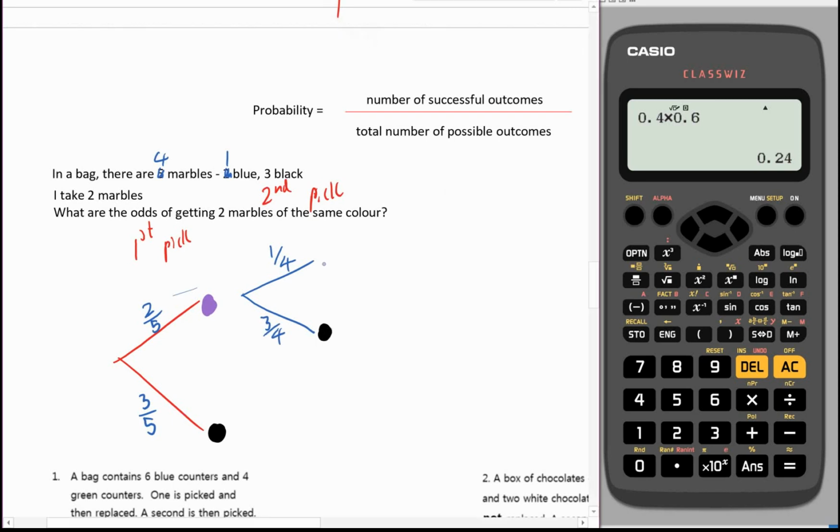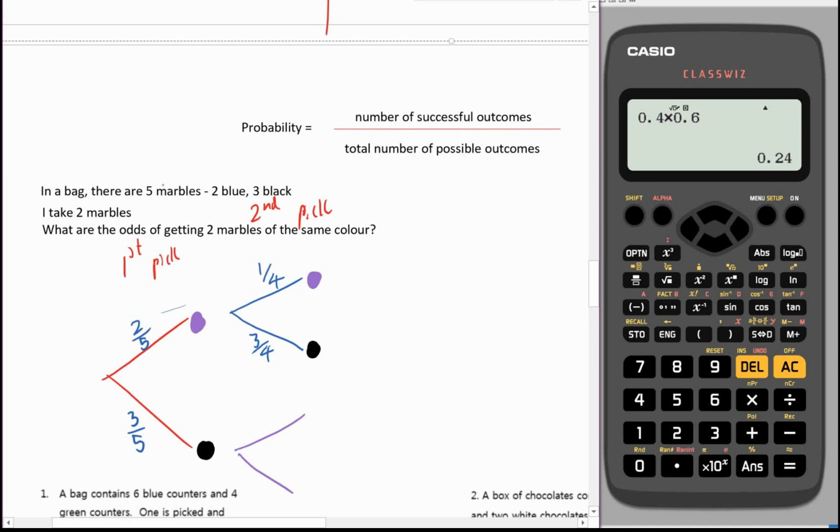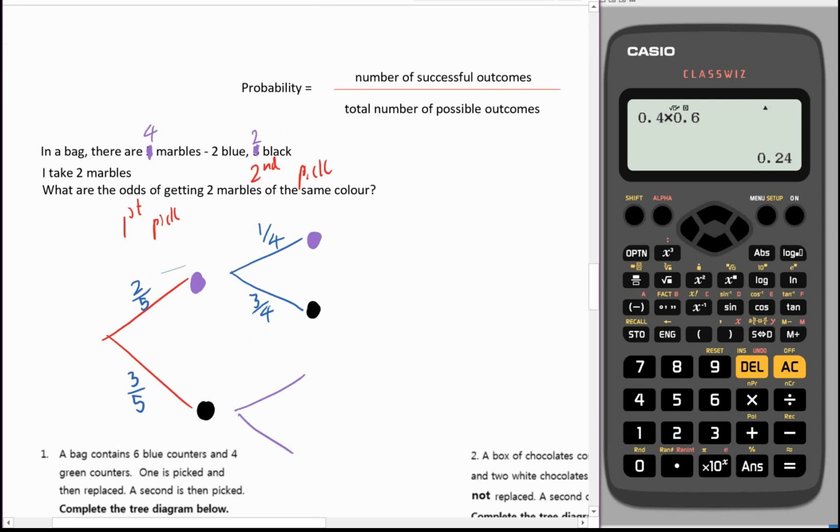And we're going to have the same kind of thing if you pick a black first. But this time these numbers are going to change. So let's look at that one as well. If I've picked a black first, I can either get blue or black again. But 1 black has already gone. So now there's 4 marbles left in my bag, of which 2 are blue and 2 are black. So that means the odds of getting a blue marble will be 2 out of 4, and it'll be the same for getting a black marble.